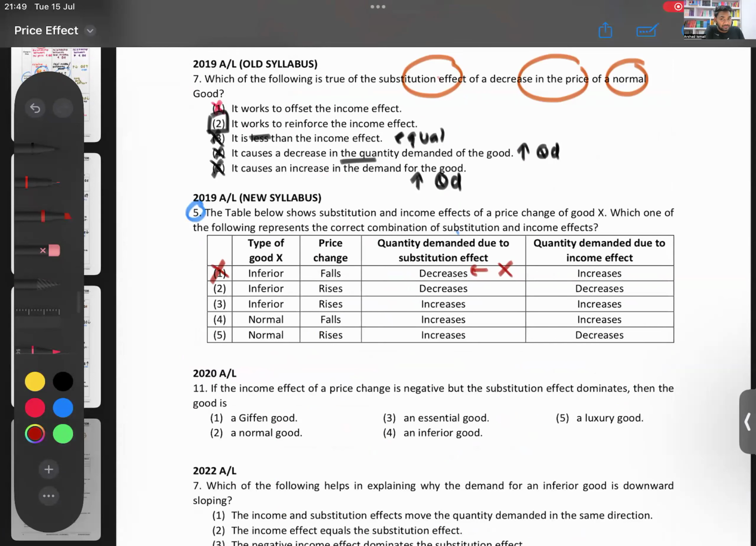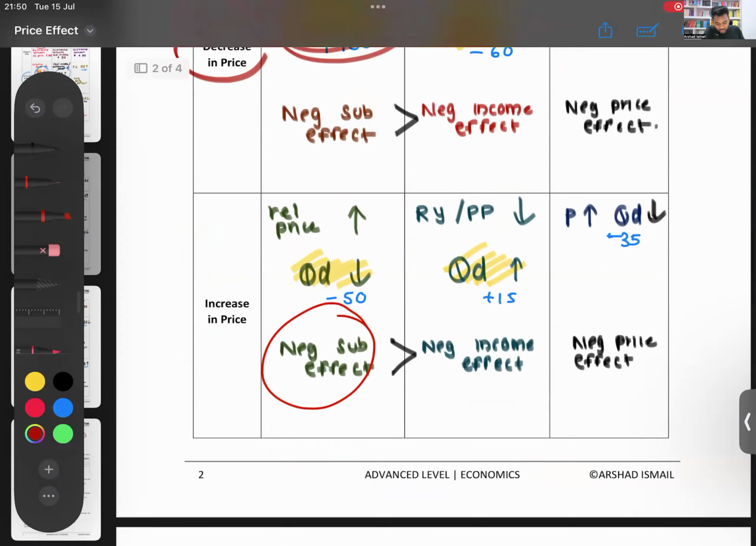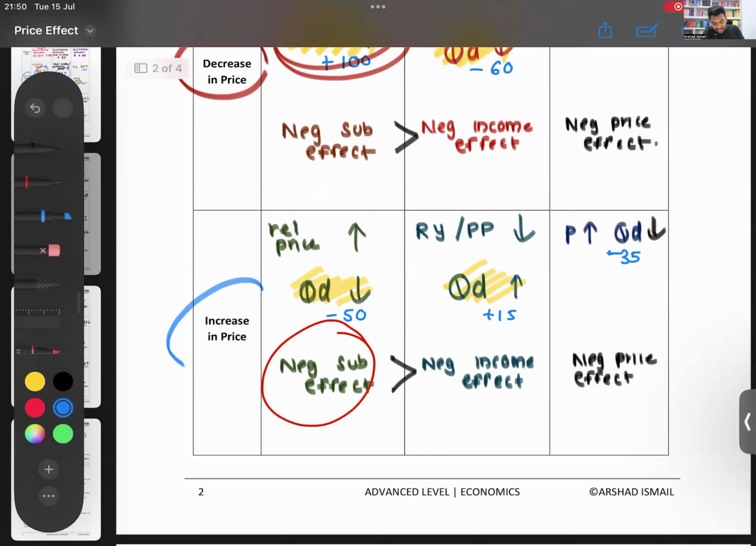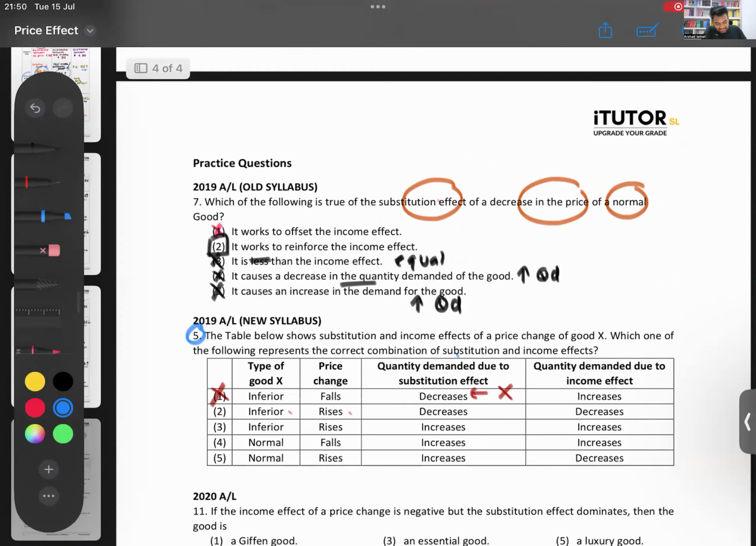Second one. Inferior price rises. Based on the substitution effect, QD decreases. Is that correct? That part is correct. This box is correct. Now we'll check the second box.